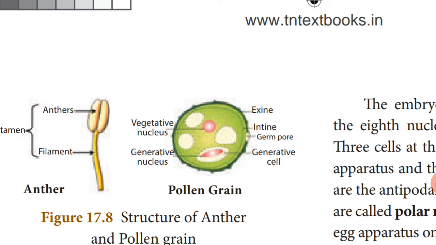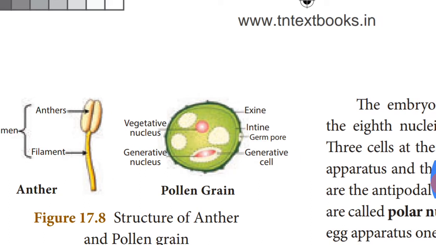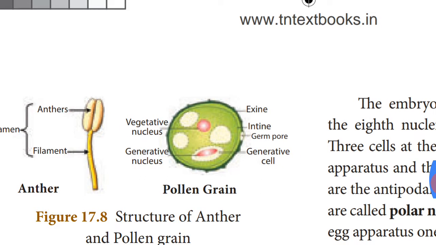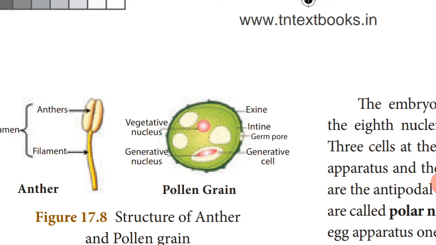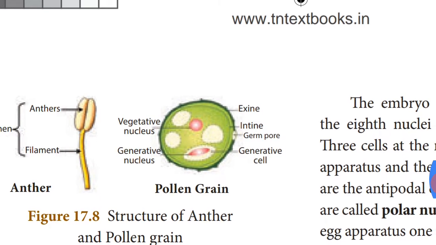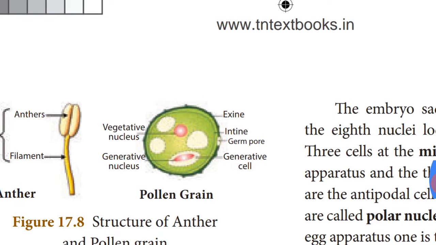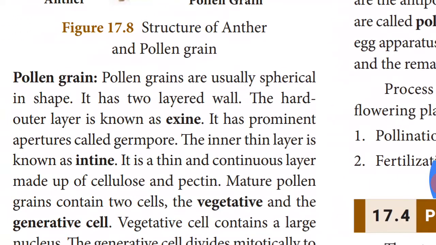Once again, the pollen grain is spherical in shape. It has two layers, an external layer and an internal layer. The external layer is hard in nature and has apertures. This layer is called the exine and the aperture is called the germ pore. The intine is a thin, continuous layer made up of cellulose and pectin. Here there is no pore. Two types of cells are there: the vegetative cell, which grows as the pollen tube, and the generative cell, which divides mitotically to form the two male gametes. This is a pollen grain.